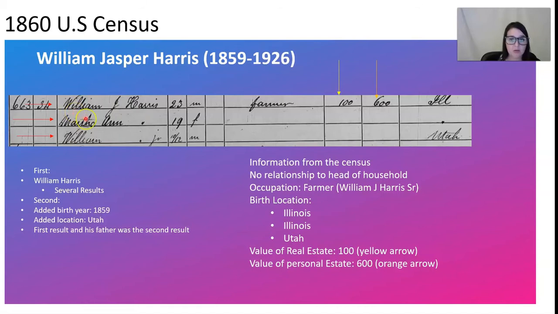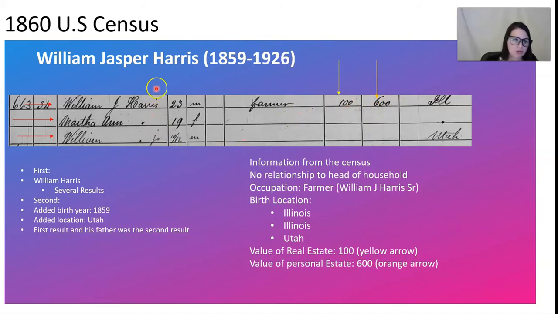And then also the information that I can gather from the census so I know what other records to look for. I have the occupation as farmer. So he's a farmer. Okay, he must own land. Oh, look, he does have land right here. In the yellow area is his real estate. It's $100 value of land. And then this is his personal estate, which he owns 600 of.